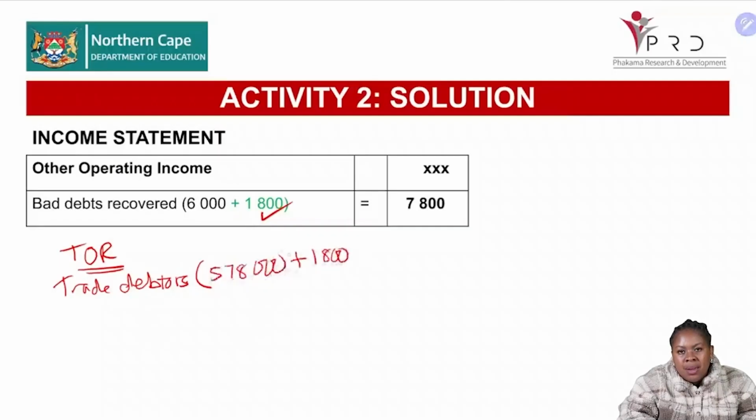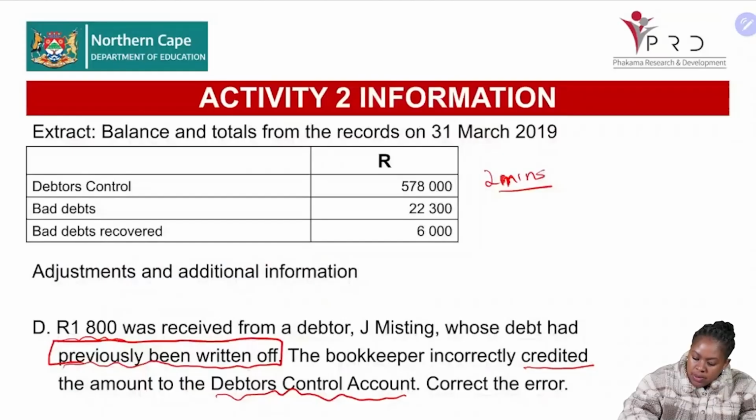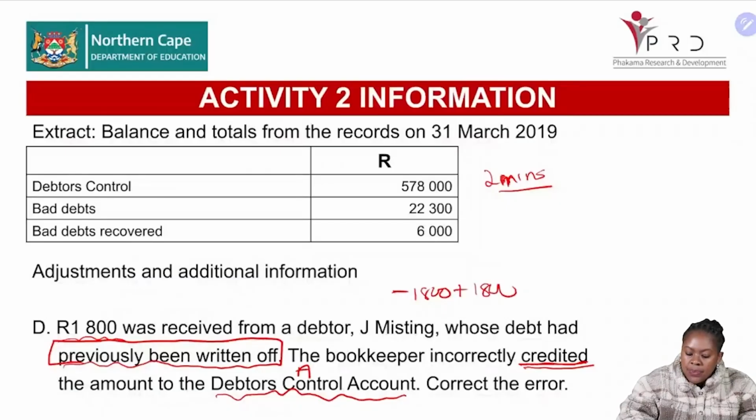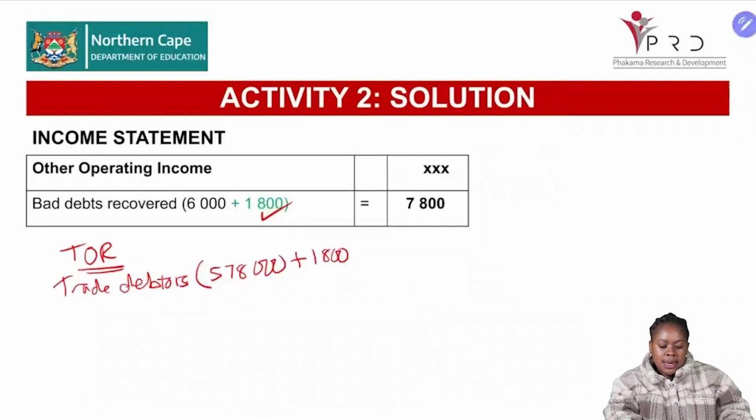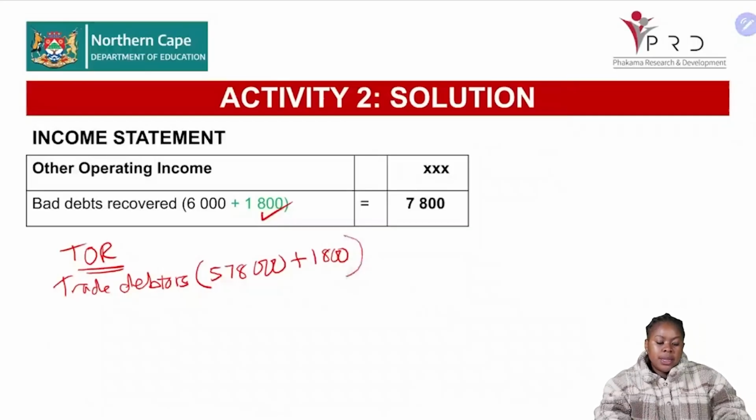Why? Because the bookkeeper credited it. If you read the additional information, it says that the bookkeeper credited it. Where is it? Credited. So then what do we need to do? We need to add it back because credit means it's a negative. Remember, this is an asset. So she subtracted 1,800. What do we need to do? We need to add back the 1,800. Okay, so that's how we're correcting that error. All right, so let us then look at the next aspect.